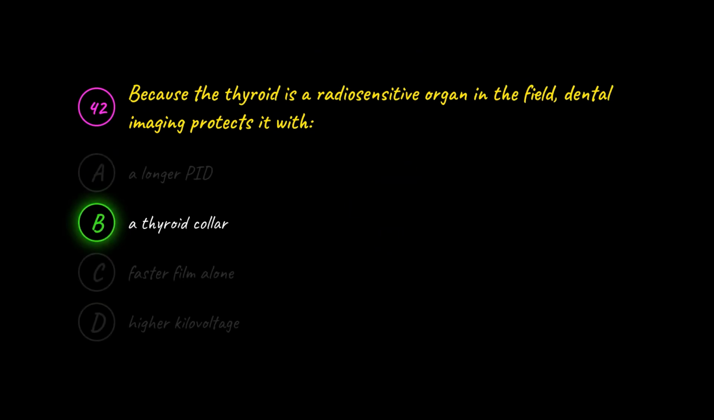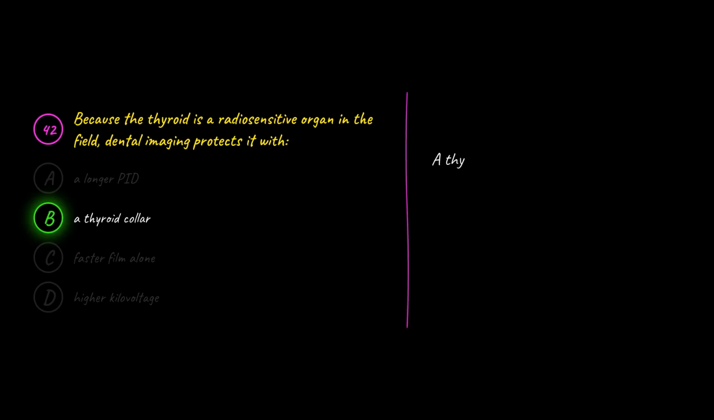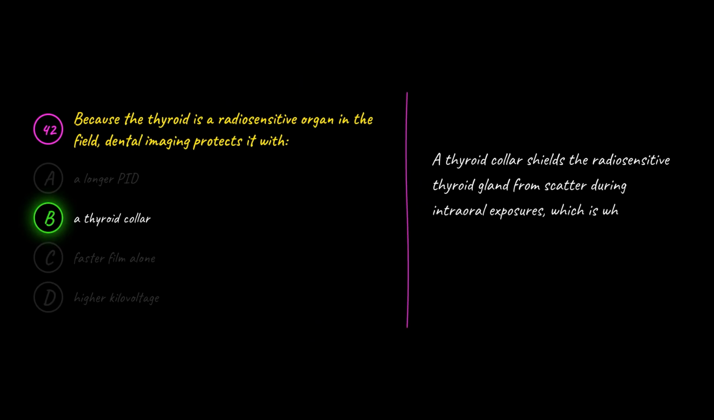The correct answer is B, a thyroid collar. B is correct because a thyroid collar shields the radiosensitive thyroid gland from scatter during intraoral exposures, which is why the collar is worn with the lead apron for every such image.